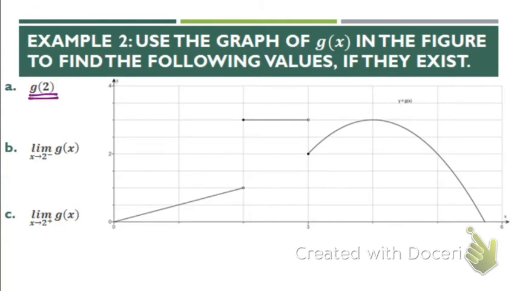What does this notation mean to do? X equals 2. Yes, we're going to evaluate the function at x equals 2. So I'm going to go over to 2 on the x-axis. They don't have all the numbers labeled here, but it starts at 0 and then 1, 2, 3, 4, 5, 6. Okay, so I filled in those missing pieces.